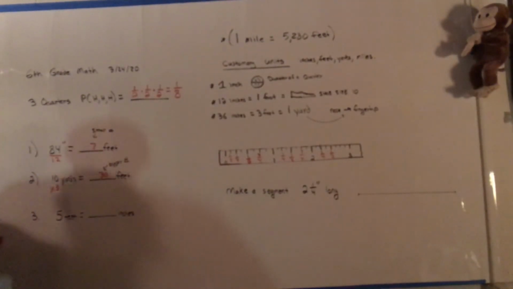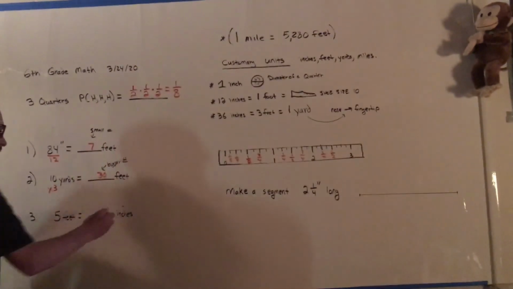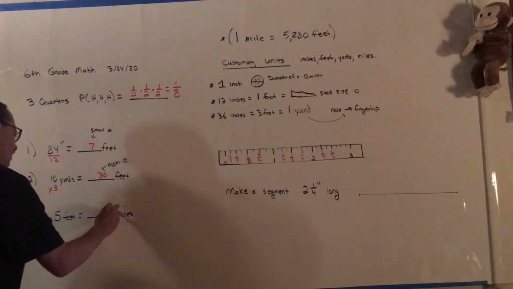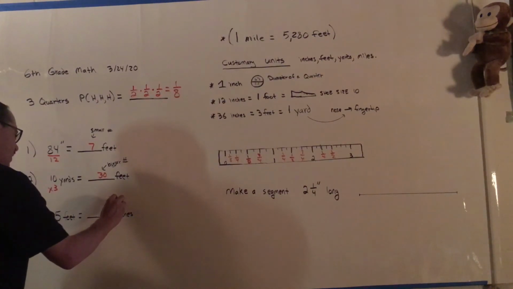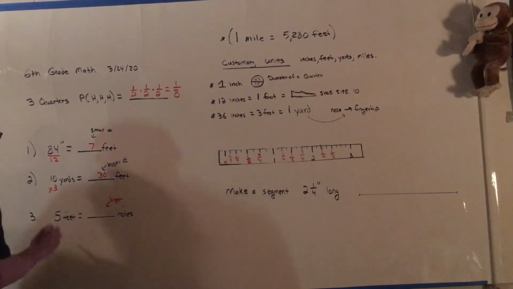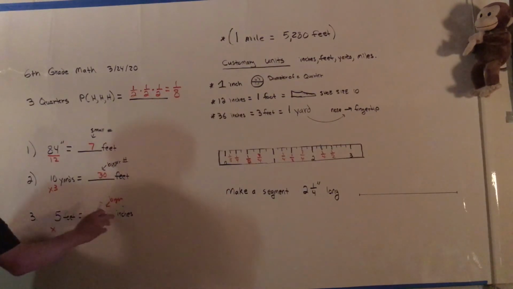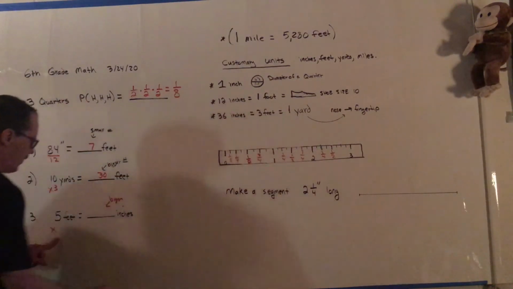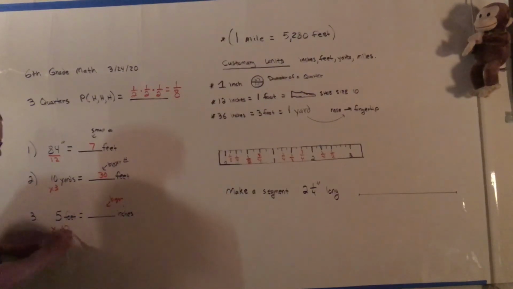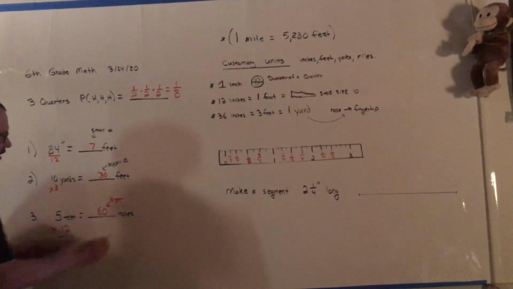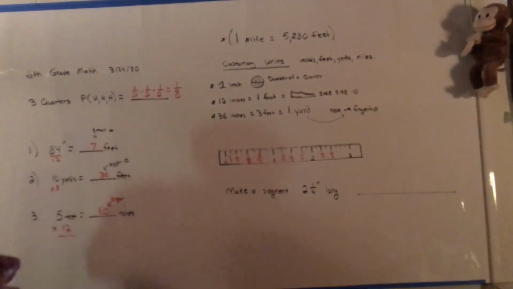And the last one, number 3, 5 feet to inches. Okay, well this is a smaller unit, which means that I'm going to get a bigger number right here, which means I want to multiply. There's 12 inches in a foot, so I'm going to multiply by 12, and 5 times 12 will give me 60 inches. So anyways, that's a quick overview.